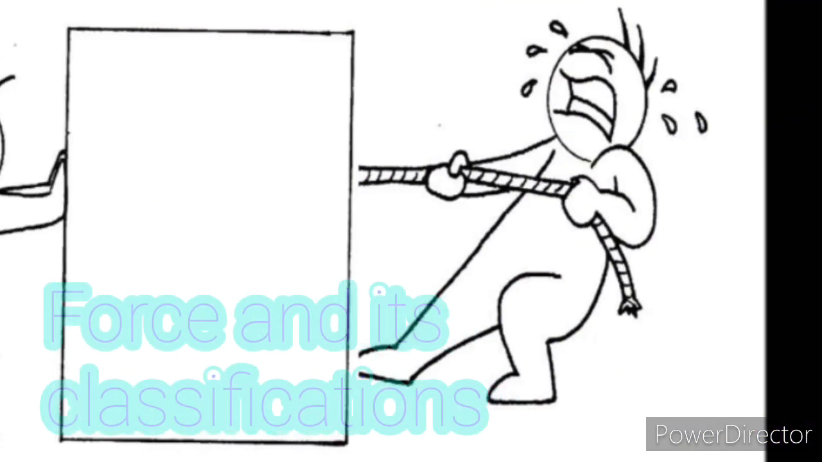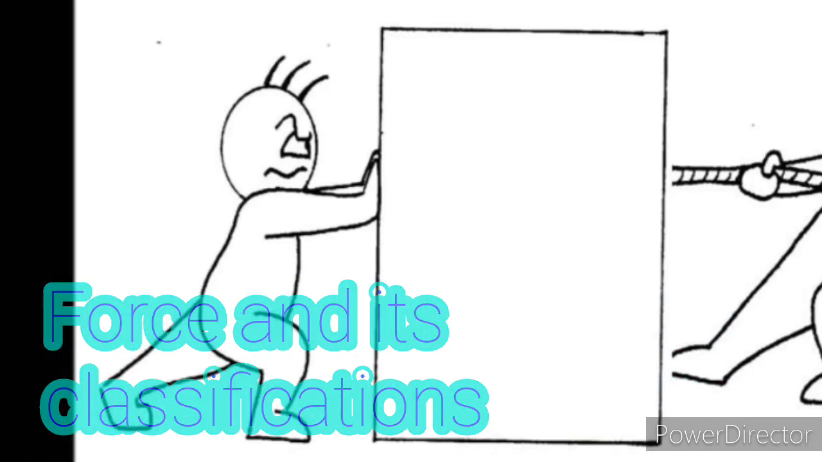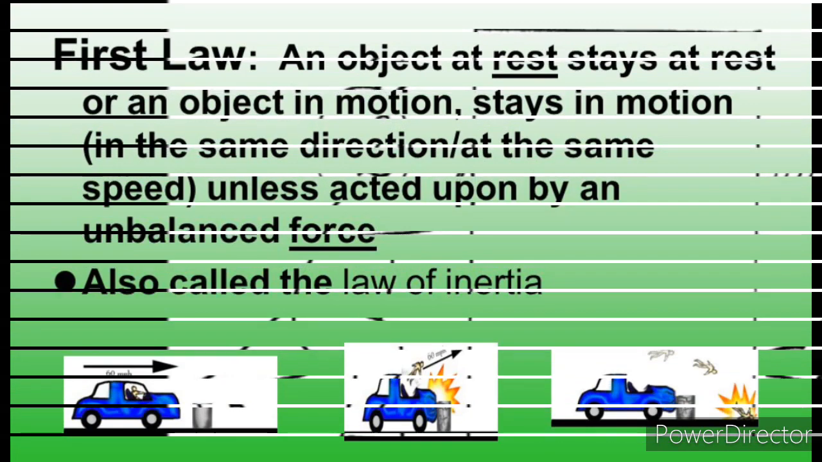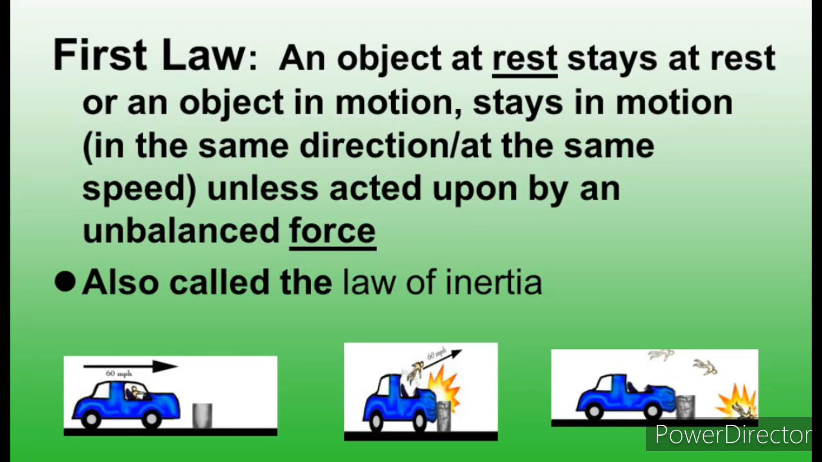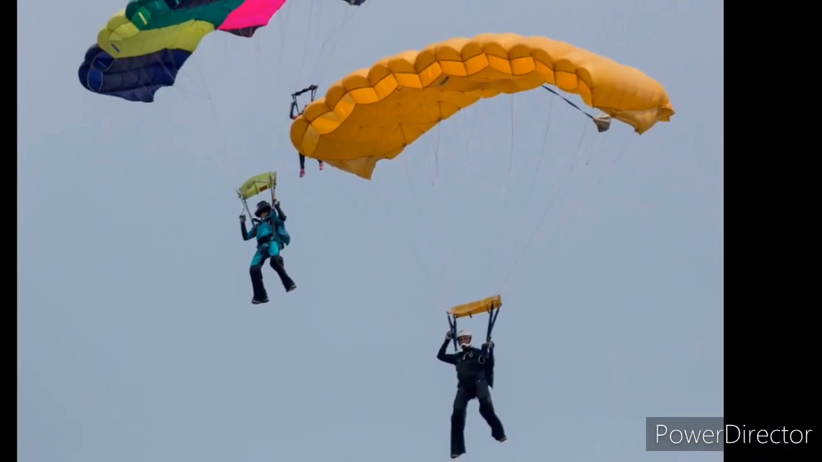In our previous lessons, we learned about force and its classifications. It's been said that Newton's first law states that an object at rest stays at rest and an object in motion stays in motion with the same speed and in the same direction unless acted upon by an unbalanced force. But how are these two forces different from each other?